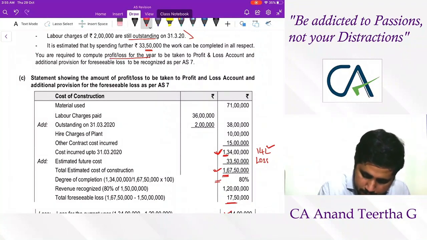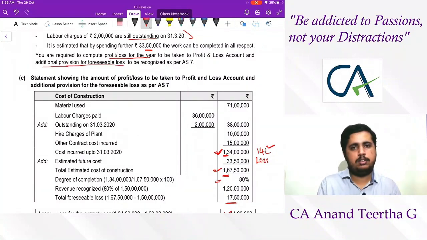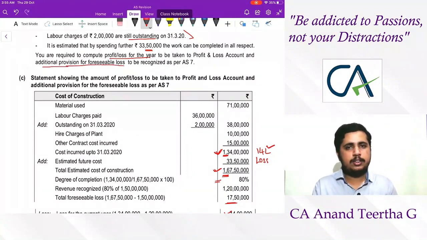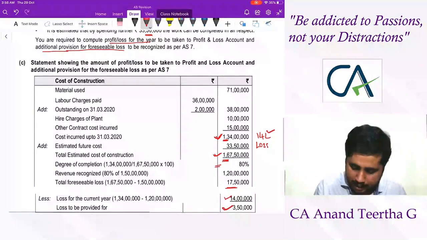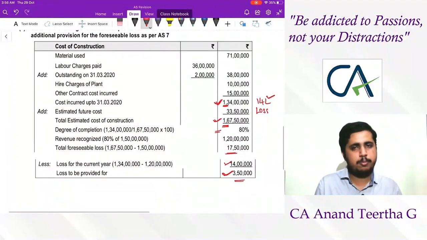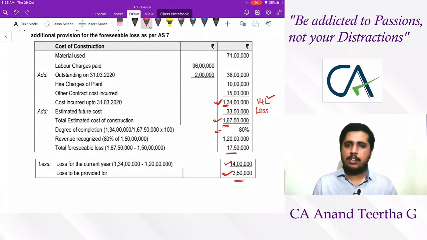Then additional provision for foreseeable loss. So total foreseeable loss is how much? 17 lakh 50, of which 14 lakh is already recognized. 3 lakh 50 is foreseeable loss to be provided. So that is how you have to consider the problems based on AS7.